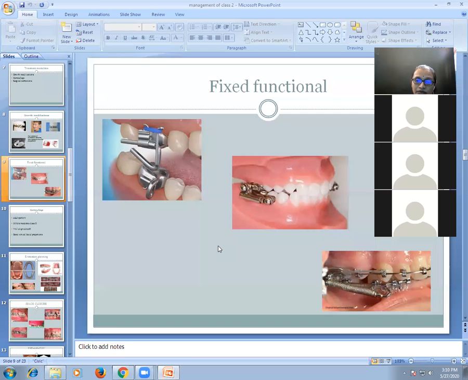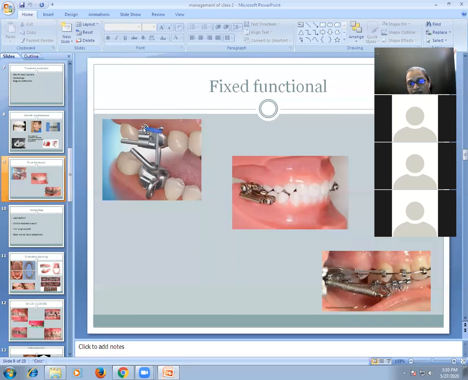Okay, fine. So when you see the hand wrist analysis, and still the patient has some potential of growth, or is in peak growth, you can use myofunctional appliances. In the last phase of peak growth, when the growth is nearly complete, you can go for fixed functional appliances. Myofunctional appliances are removable. These fixed functional appliances are fixed. So they are used at the last stage of growth.